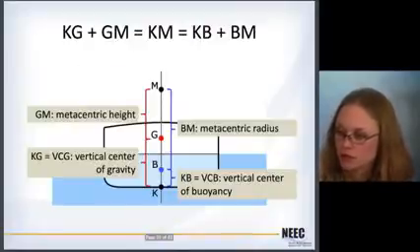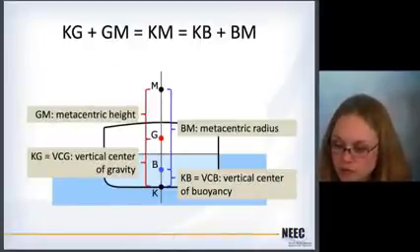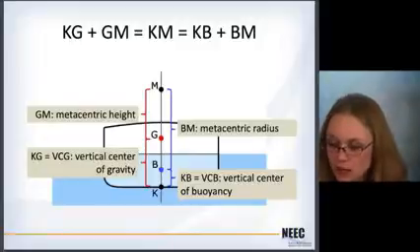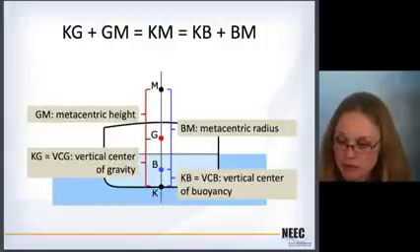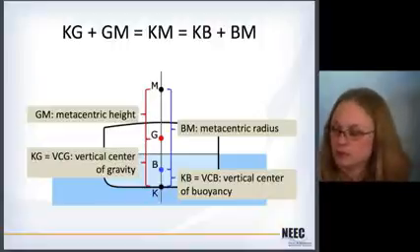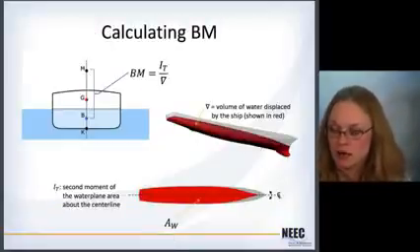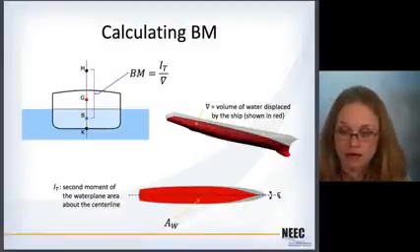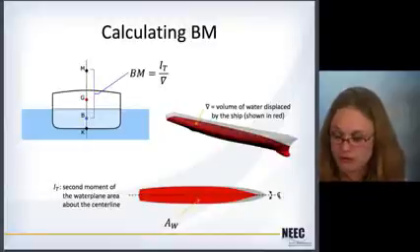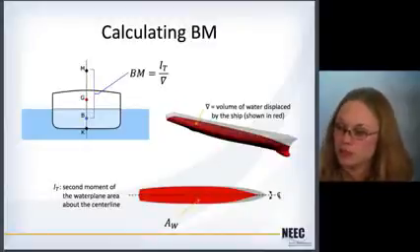Calculating BM, so going back, G comes from loading, the center of buoyancy comes from the underwater volume, and all that stuff. If you can calculate BM, then you know where M is, and then you can calculate KM, and then you can back out GM, which is what we're after. To calculate BM, it's the transverse moment of inertia of the water plane divided by the underwater volume. So that goes back to those characteristics that we talked about in the geometry of ships lecture.